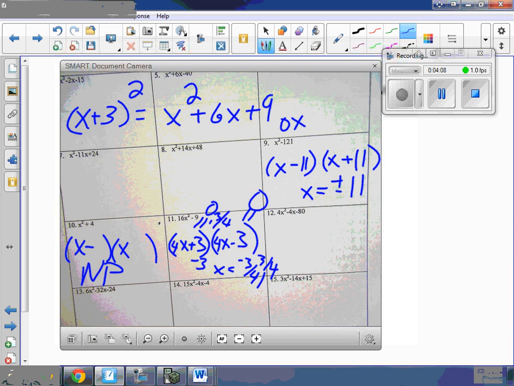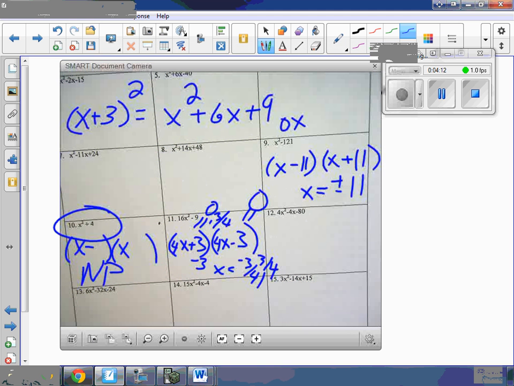And we can see why there needs to be a subtraction. If you look at number 10, on number 10 we have two perfect squares, x squared and 4, but because it's a plus, we cannot get a 0. There's no way to use two positive numbers to get a 0.